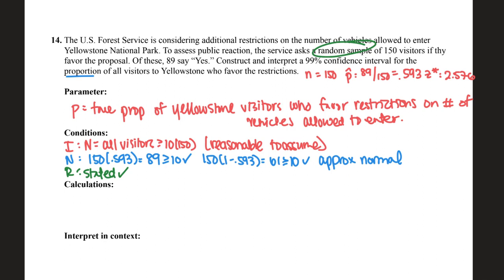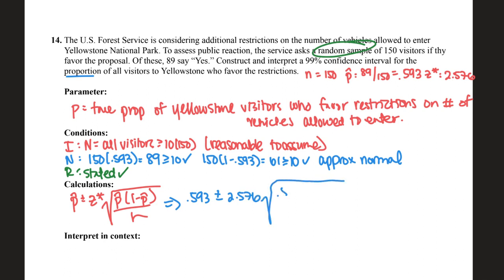All right, for the calculations, it's going to be P hat plus or minus Z star square root of P hat times 1 minus P hat over N. So now let's plug in everything. That's 0.593 plus or minus 2.576 square root 0.593 times 1 minus 0.593 over 150. When we put the margin of error in our calculator, we get 0.593 plus or minus a margin of error of 0.1033.